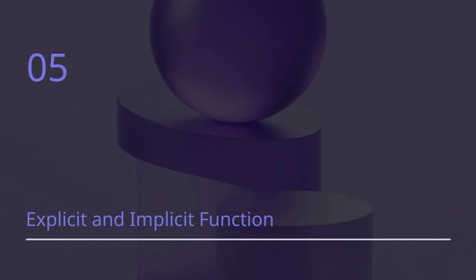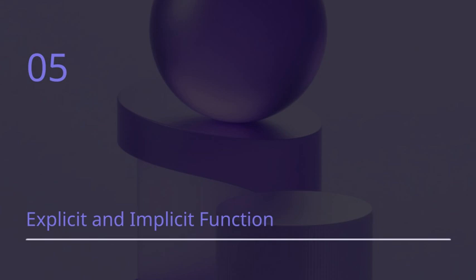It's straightforward and easy to work with because y is isolated. On the other hand, an implicit function involves equations where the dependent and independent variables are mixed together, and you can't easily solve for one in terms of the other. Think of equations like x squared plus y squared equals 25. That's a circle. You can't just write y as a simple function of x without some additional work.